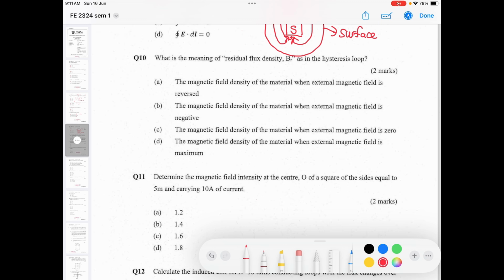Next, question 10. What is the meaning of a residual flux density BR in the hysteresis loop? Okay, so the answer is C. The magnetic field density of the material when the external magnetic field equals 0.